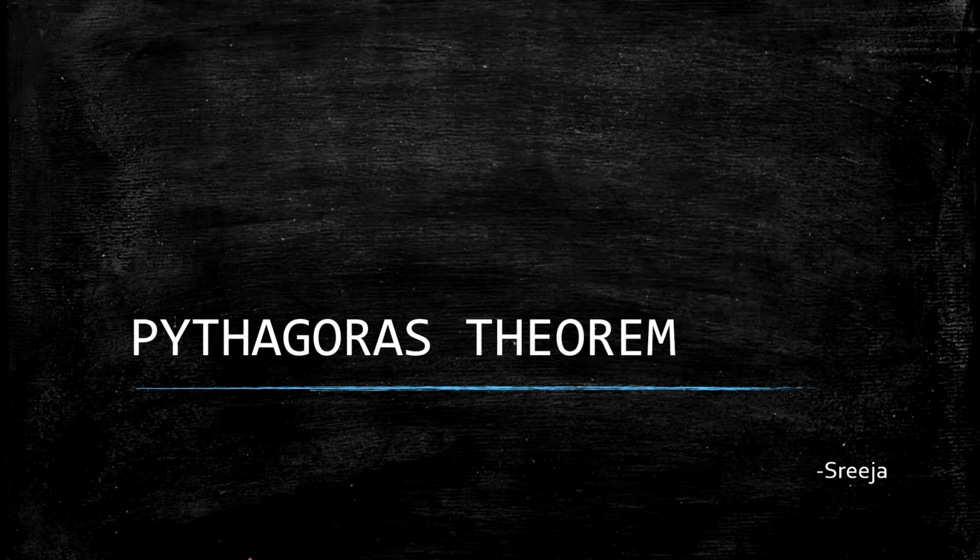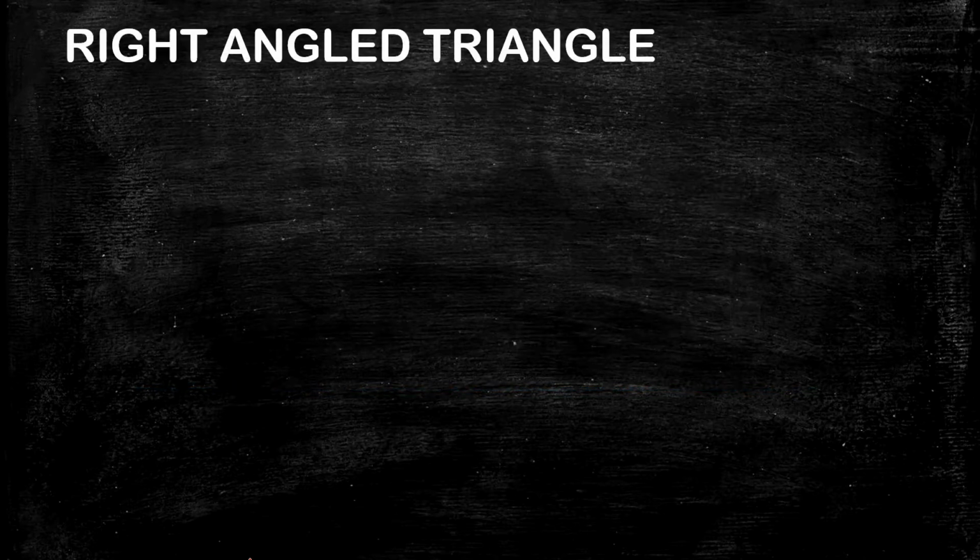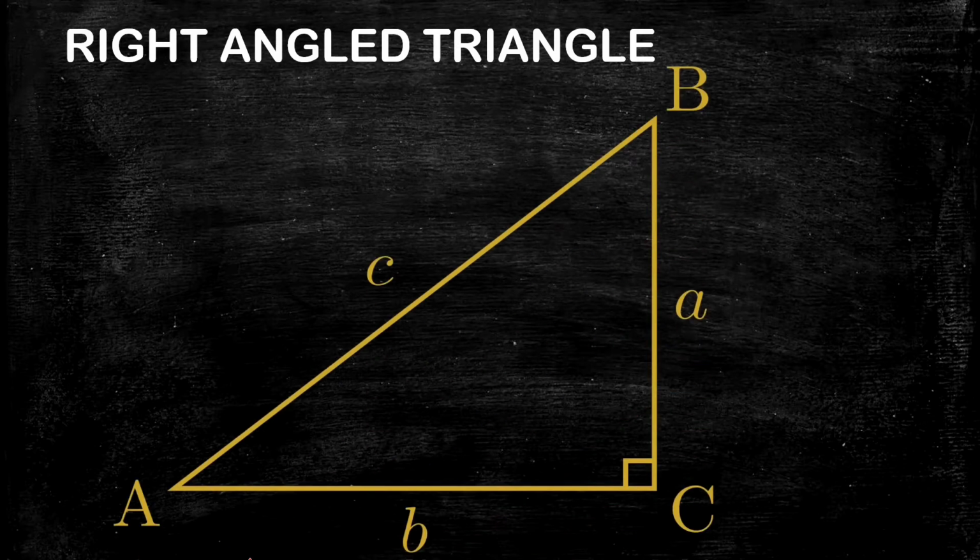This is a short tutorial to understand Pythagoras theorem and its applications. Pythagoras was a Greek philosopher who found something very interesting about a right-angled triangle. Before we move ahead with the theorem, let us understand a right-angled triangle. Any triangle with one of its angles equal to 90 degrees is called a right-angled triangle.